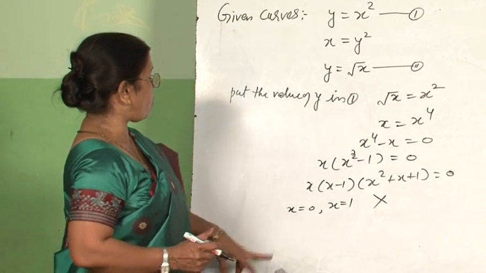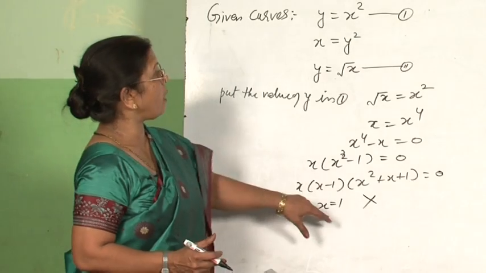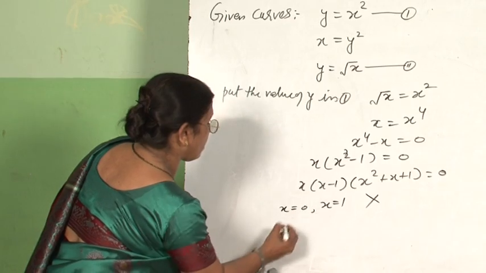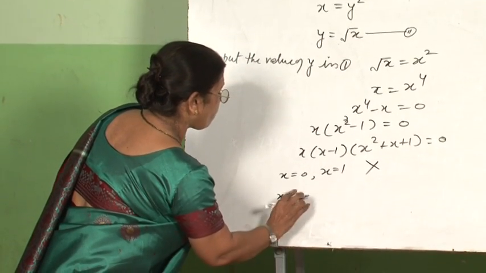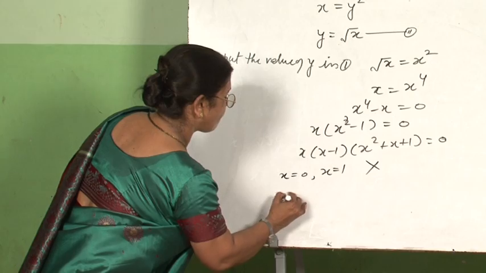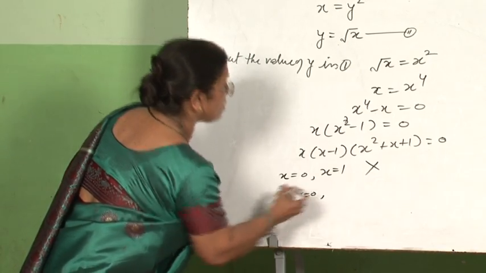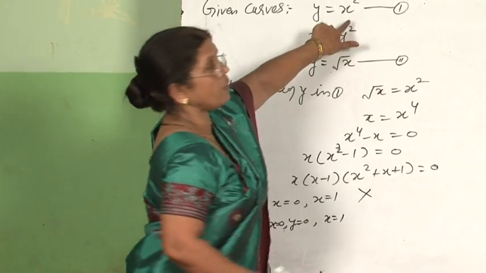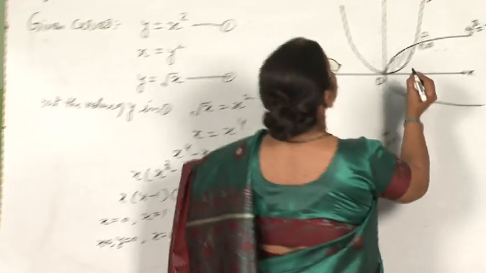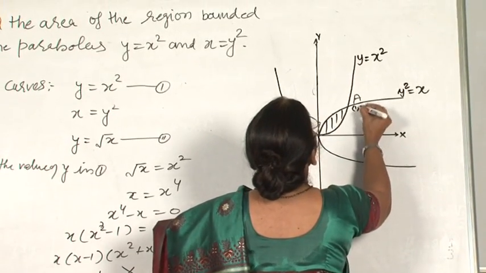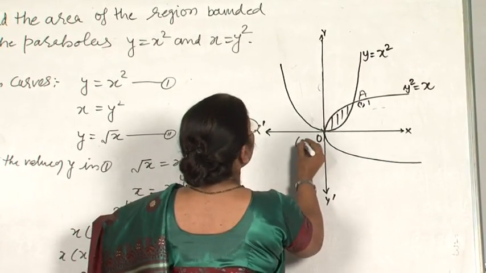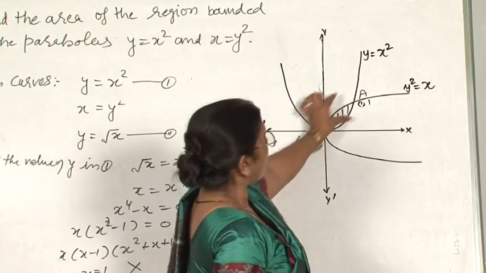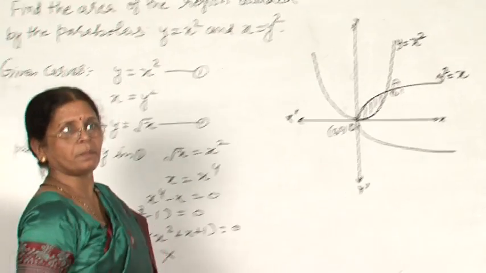So these two parabolas intersect each other when x is equal to 0 and x is equal to 1. We know when x is equal to 0, y is equal to 0, so this is the origin. Second, when x is equal to 1, y is equal to 1. So the points of intersection are 0, 0 and 1, 1. Now this is the area of the region bounded by these two parabolas.